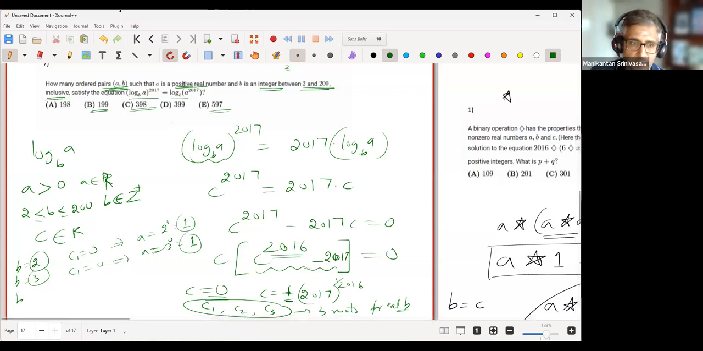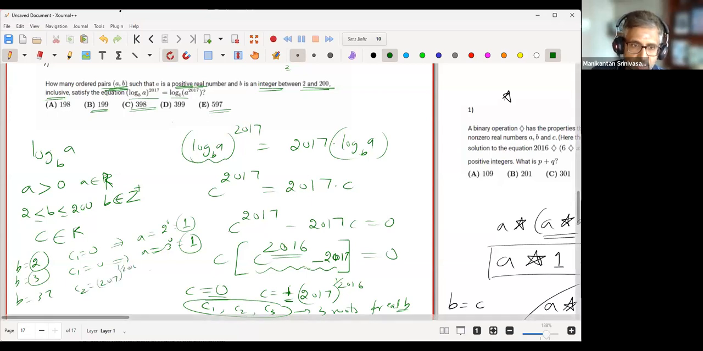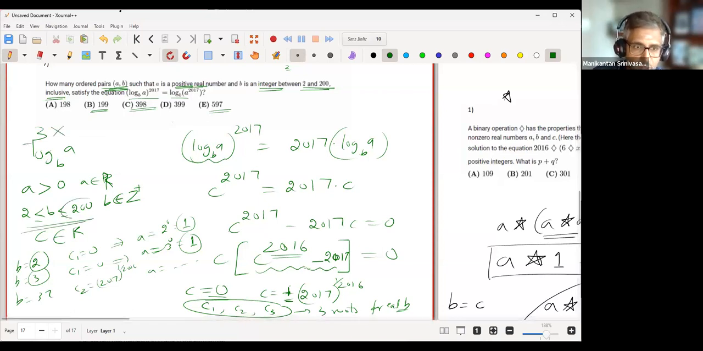Okay, and similarly, B is 37, and say C2 is 2017 power 1 by 2016. You'll get some nasty A, some number, right? And then similarly, some other number, right? So essentially, it's the product of C1, C2, C3 for each B. And how many numbers are there? 200 minus 2 plus 1, both inclusive, right? Therefore, it's 199 numbers. So 3 into 199, which is 597 indeed.